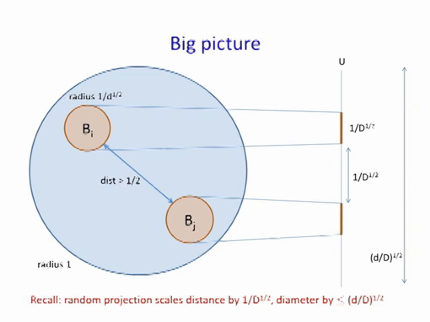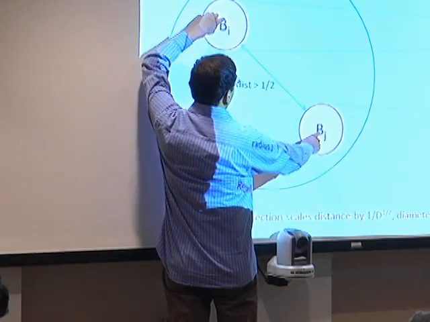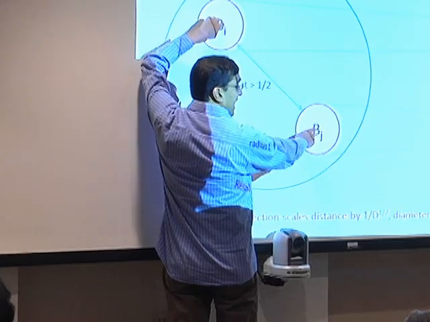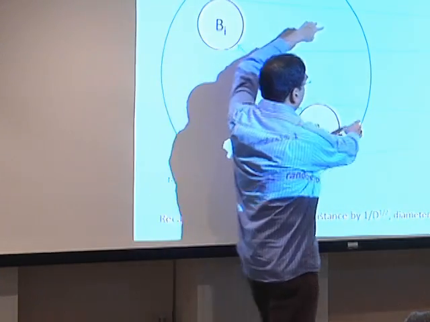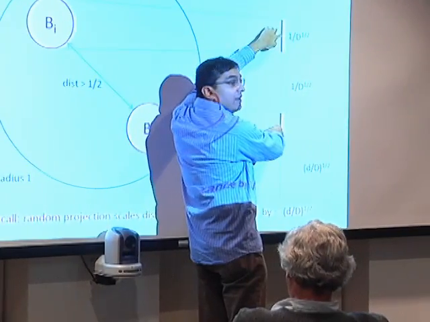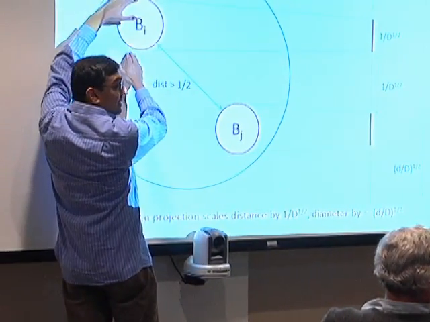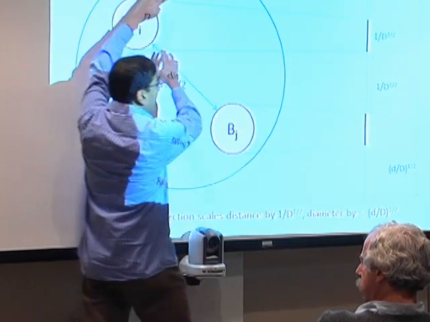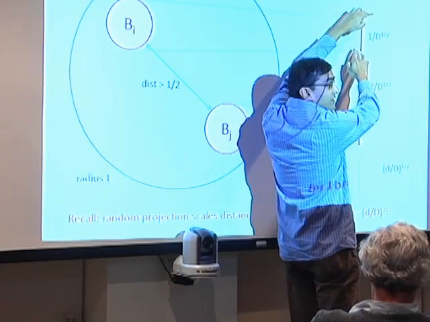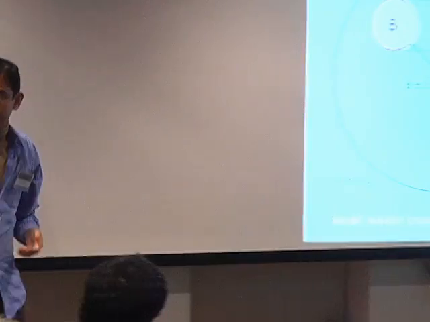What happens when you project onto a random line? Well, the two balls are far apart, so we know random projection shrinks distances by a predictable amount. So the distance between the projections is going to be about 1 over square root big D, predictably. We know random projection does predictable things to diameter. So if it's initially 1 over square root little d, when you project it, it's going to be 1 over square root big D. Everything's as expected.